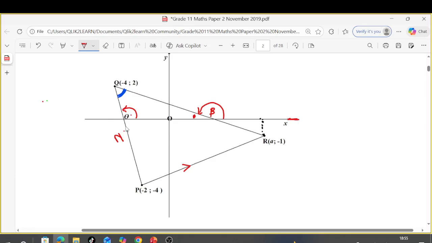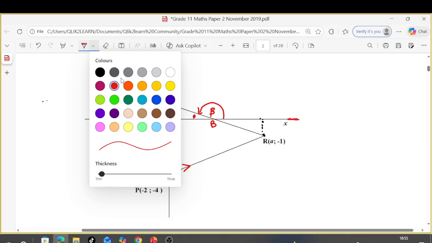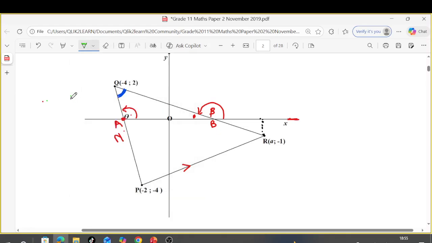So I'm going to name this point here A. I'm going to name this point here B. That's why I'm saying that there's too much information. Make sure that you move with me. So now I'm going to highlight the triangle that we are currently working on. The triangle will be the one in green. This is the triangle we are going to work on. So now, this is the triangle ABQ. We're going to call it ABQ.